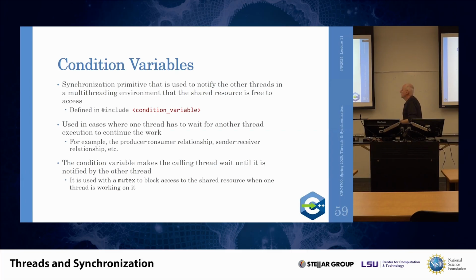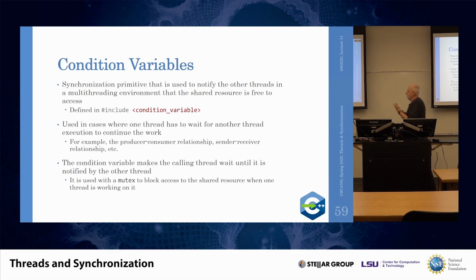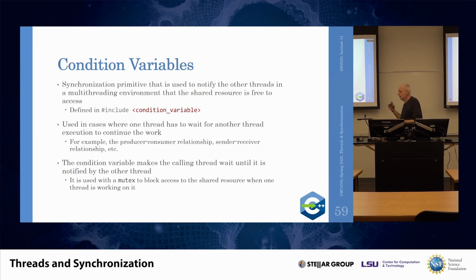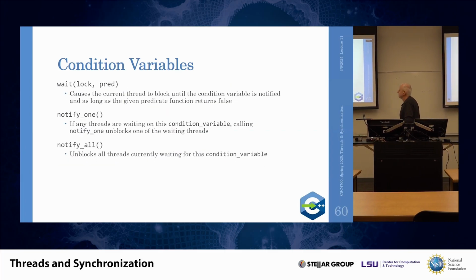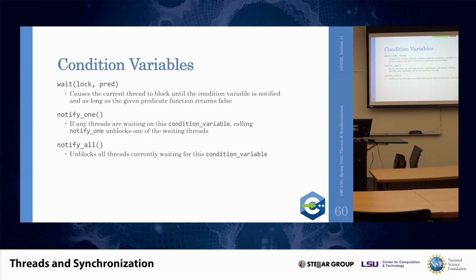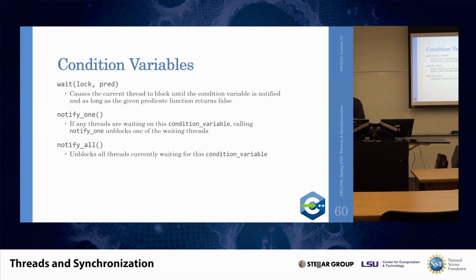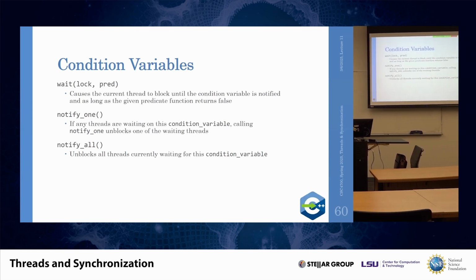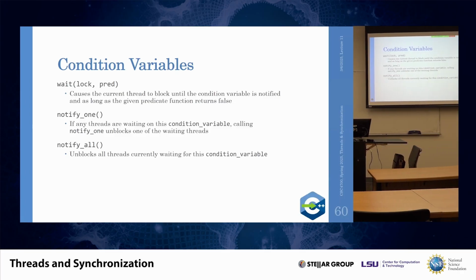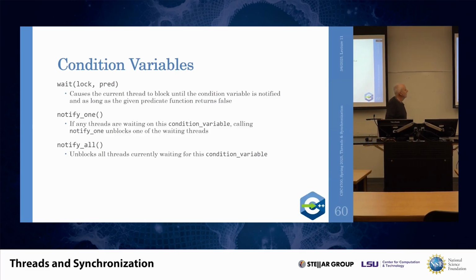So the condition variable makes the calling thread wait until it is notified by another thread, and only at that point will it go ahead. It has three functions. A mutex has two functions, lock and unlock. A condition variable exposes three functionalities. One is wait, which causes the current thread to block until the condition variable is notified.